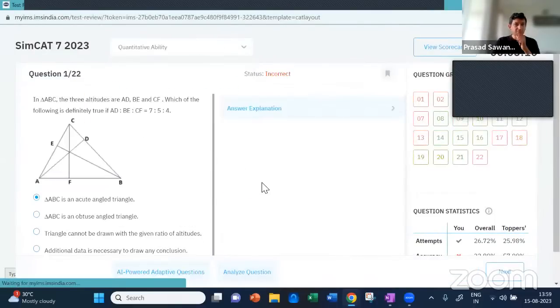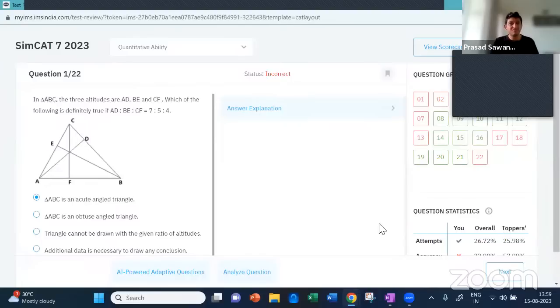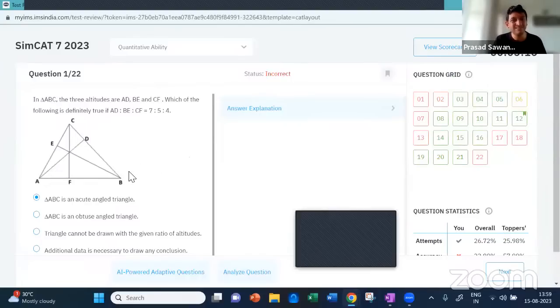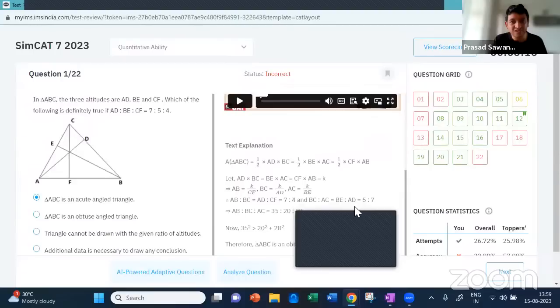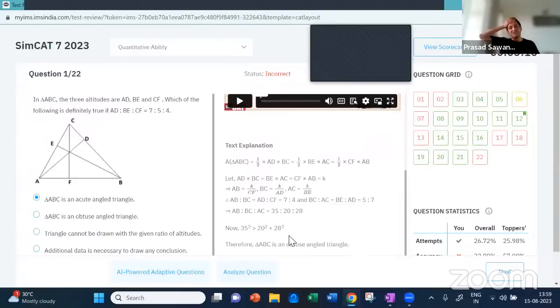And finally, in quantitative ability, again, this was the question that was there. I think I got it wrong. It's not an acute angle triangle. Obtuse angle triangle. So I think I messed up that calculation somewhere. 7:5:4. Okay, so 49, 25 and 16, so 41. So that would have been larger.